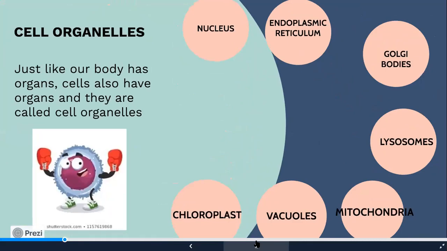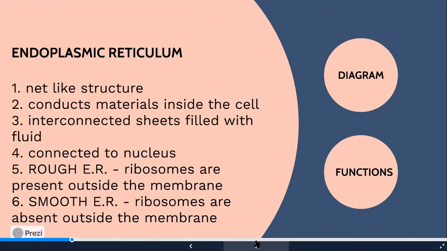Now, coming to the next part, the endoplasmic reticulum. What is the endoplasmic reticulum? It's a net-like structure. Everyone knows what a net is. It conducts material inside the cell. Only inside the cell will it conduct the material. It's an interconnected sheet and it's filled with fluid.